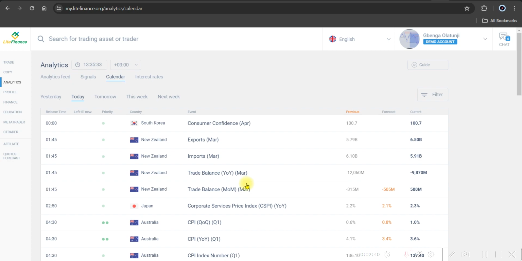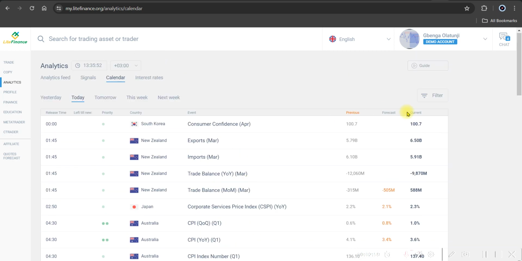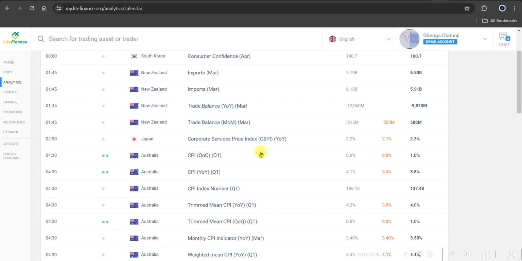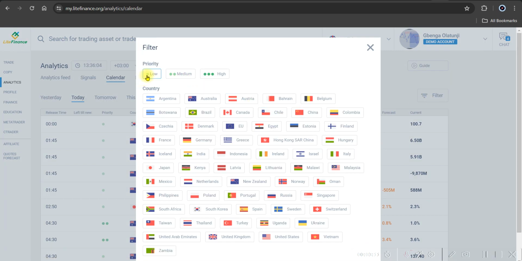That is why we majorly look at those with three dots, called high impact news, or some will call them red folder news. You can go to the filter here and filter them to show you only those with the highest impact. You go to the filter, you can see the low, the medium, and the high. So you can click on the high.